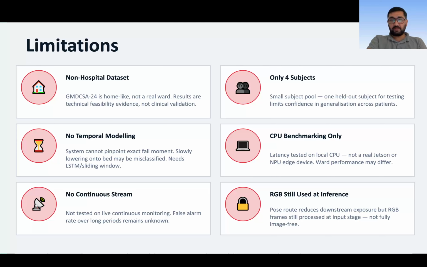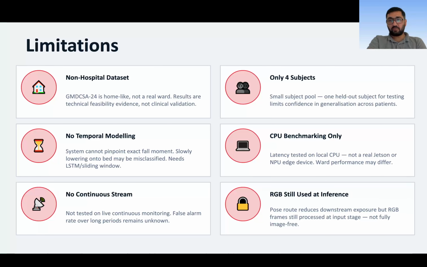I want to be transparent about what this project does not claim. The dataset used, GMDCSA24, is a home-like indoor dataset, not real hospital footage. So the results represent technical feasibility, not clinical validation. The dataset has only 4 subjects with one held out for testing. This limits how confidently we can generalize to a wider patient population. The system does not model time explicitly.